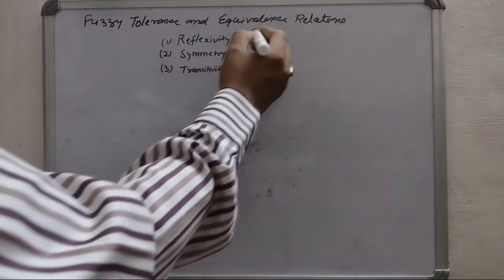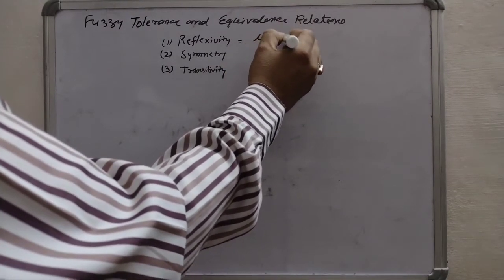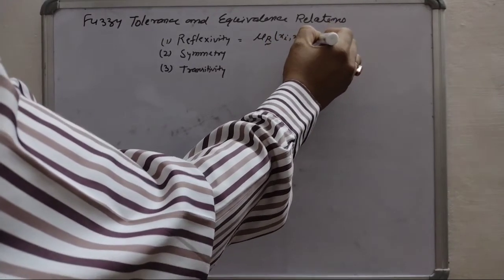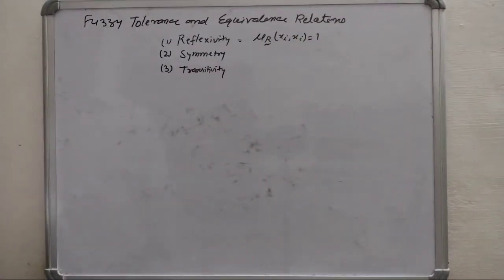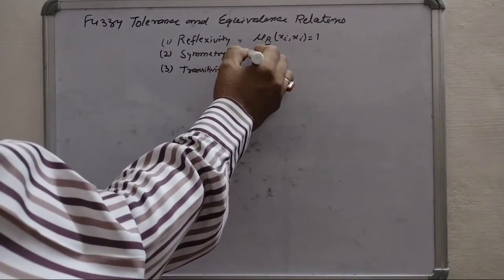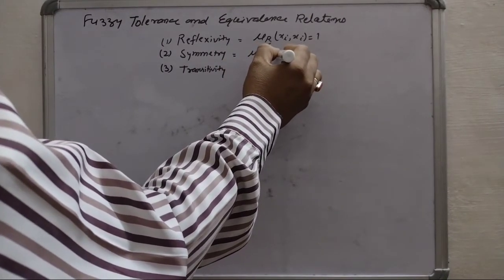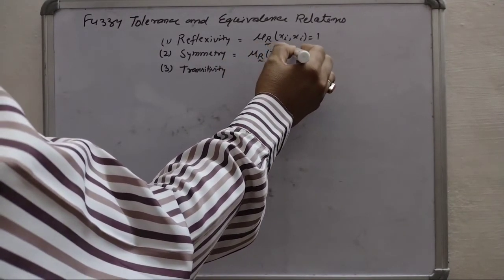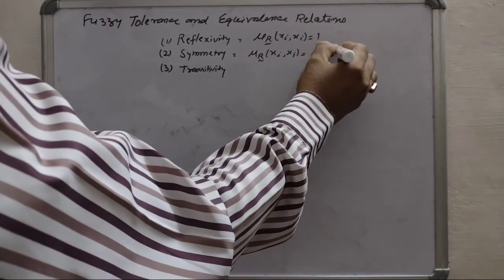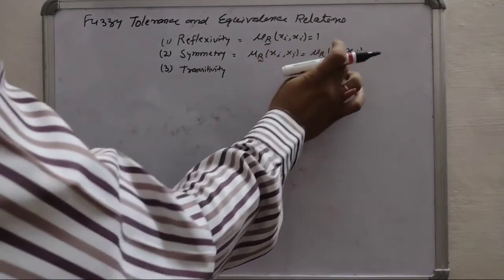So for reflexivity we can write that mu r xi equals 1. This is the condition of reflexivity. Then symmetry: mu r of xi and xj equals mu r of xj and xi, that is, ij and ji.